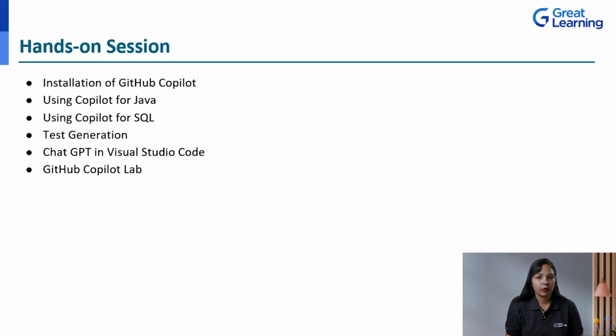Now we have installed GitHub Copilot, we have installed VS Code, and integrated GitHub Copilot with Visual Studio Code. Now it is time to start writing a program. The programming language I'll be using here is Java. Let me demonstrate how to write a program quickly using GitHub Copilot.